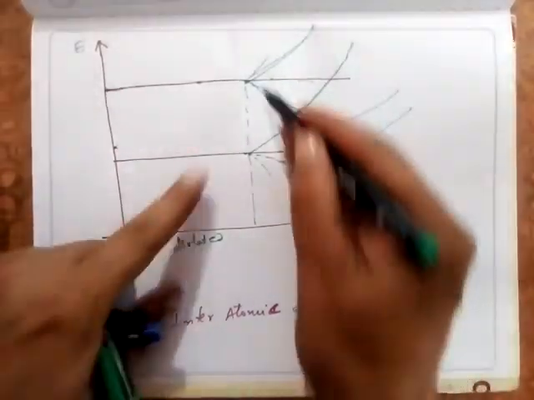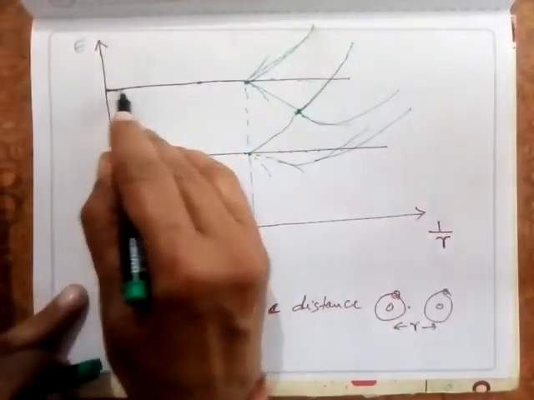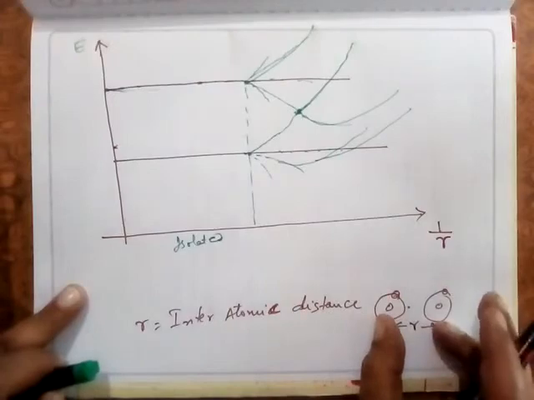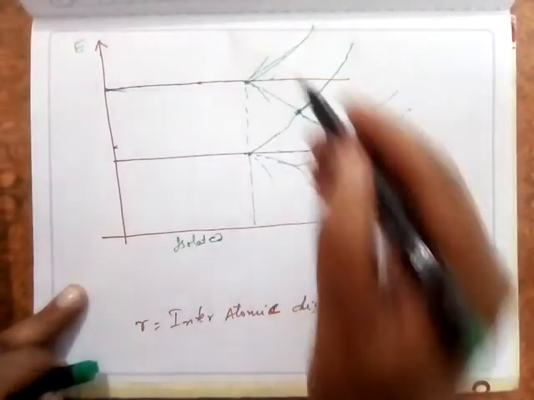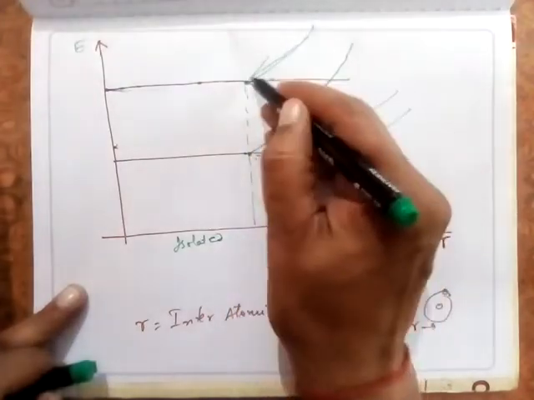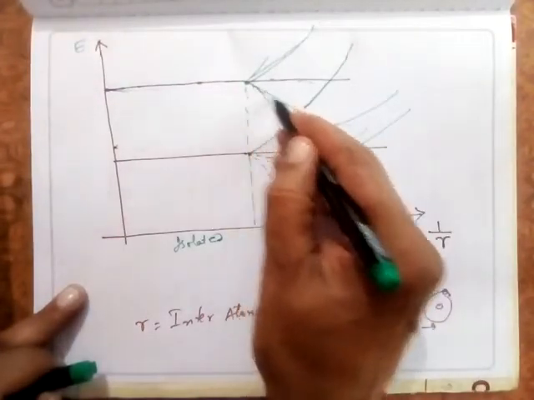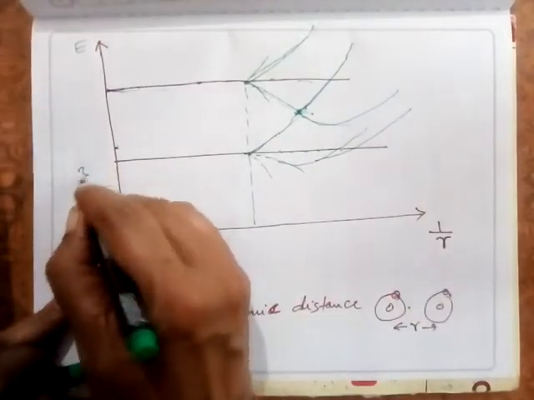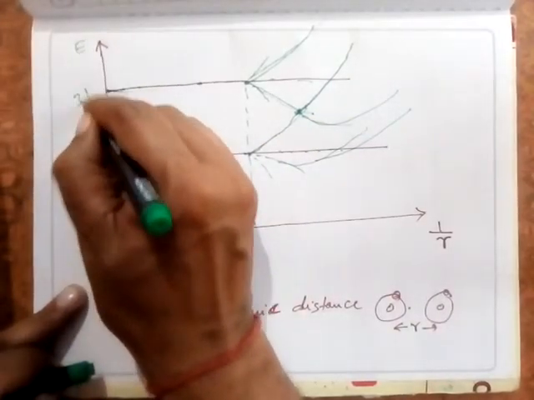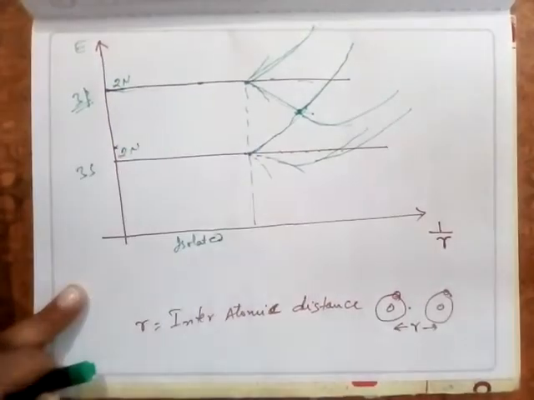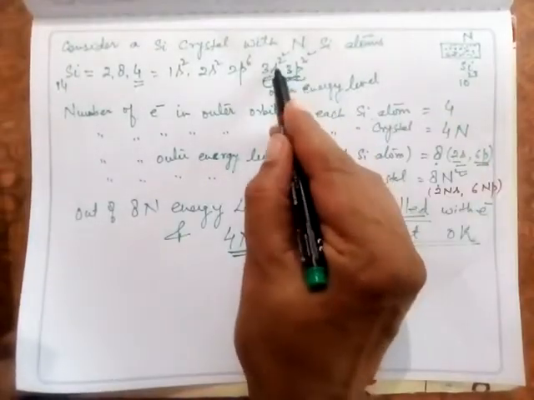The point is that in spite of this discrete energy level, when the atoms come closer, it becomes a crystal. Some electrons will have an increase in energy, some will have a decrease in energy. Similarly in this level also, this is of course 3s and 3p. Initially both had 2n number of electrons. This also has 2n, and this also has 2n number of electrons.